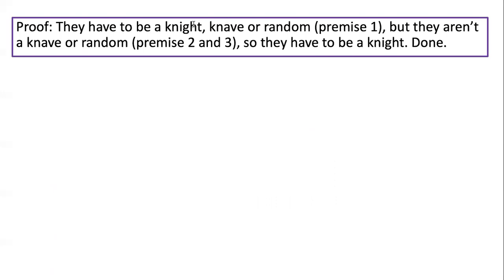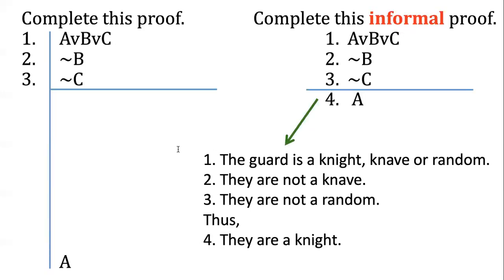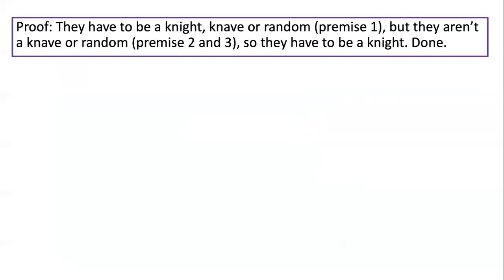You might have just said the following. Well, look, we know they're a knight, knave, or random from premise 1. So that's restating a premise. But they can't be a knave or a random from the other 2 premises. So they've got to be a knight. It's just that obvious. Maybe this proof is just so obviously valid, you had a hard time saying much else. If your audience can follow you, this would count as a good proof.